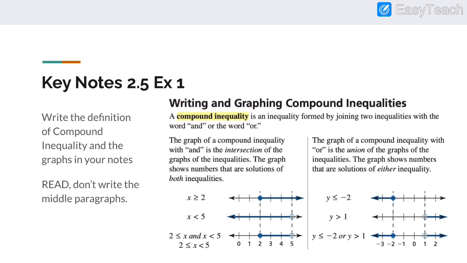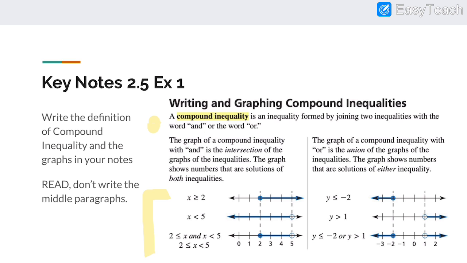All right, so there's a lot of information here on this page. I'm going to show you guys what I want you to write down. So I definitely want you to write down this stuff right next to here. A compound inequality is an inequality formed by joining 2 different inequalities that have either "and" or "or". And then write down these examples at the bottom. That will help you get a better sense of how this works. So again, compound inequalities have either "and" statements or "or" statements.